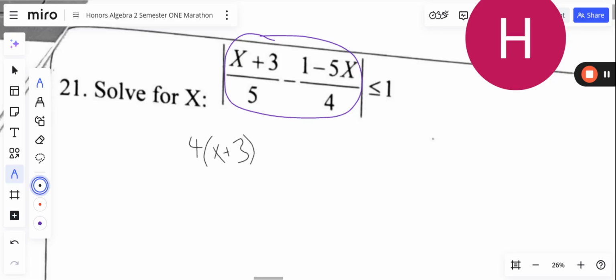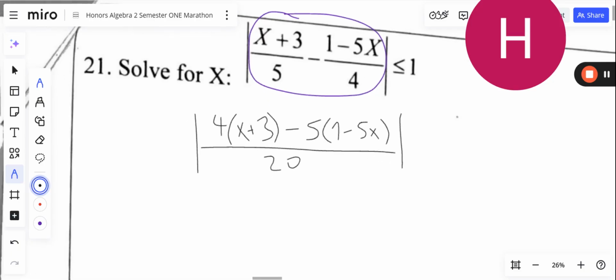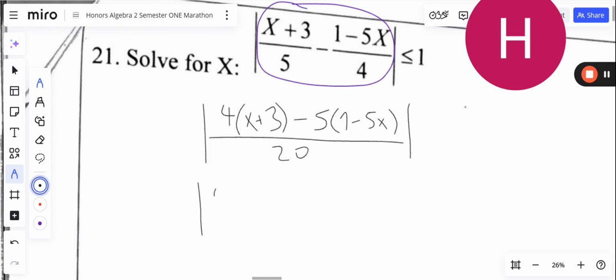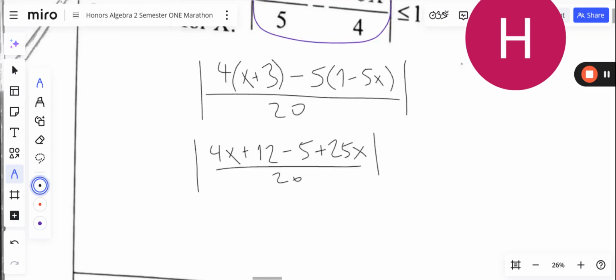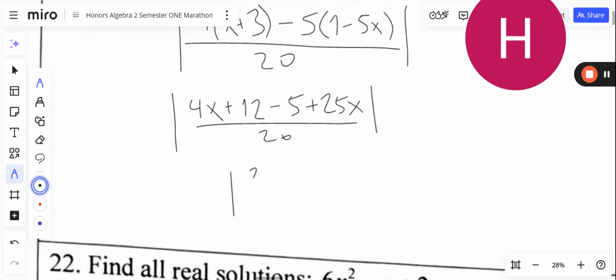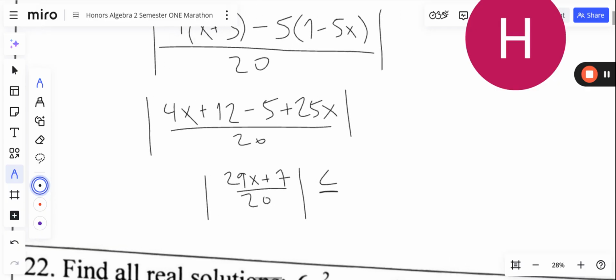So we're going to multiply the first one by 4 over 4, and we're going to multiply the second one by 5 over 5, all over the denominator of 20. Go ahead and work that out and then simplify. So we'll end up with 4x plus 12, yeah? And negative 5 and plus 25x all over 20. And so combining this, we'll end up with 29x plus 7 over 20. And this needs to be in the absolute value still, less than or equal to 1.